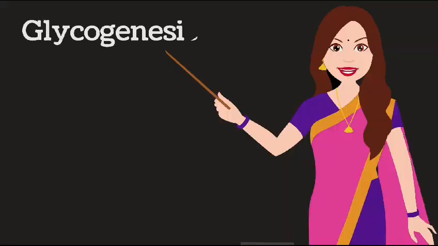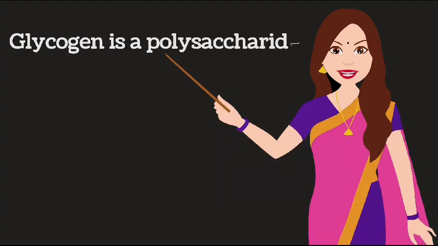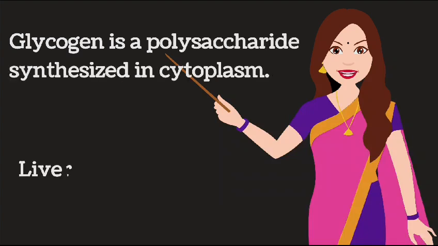Today we'll discuss glycogenesis. It's one of the carbohydrate pathways. Glycogen is a polysaccharide synthesized in the cytoplasm, and it's stored in the liver (10%) and muscle (2%).